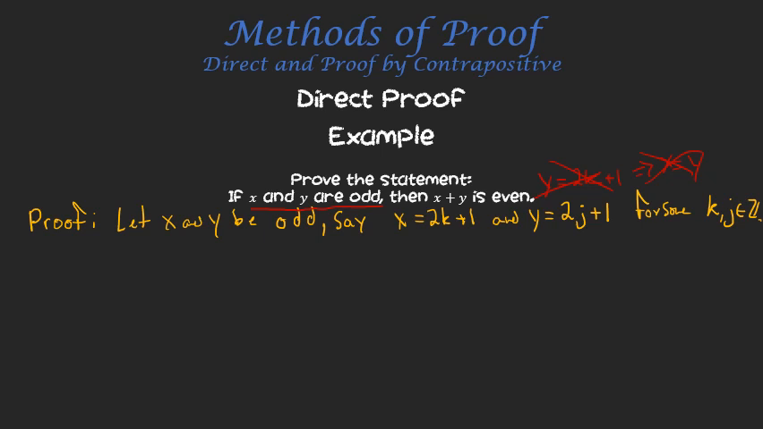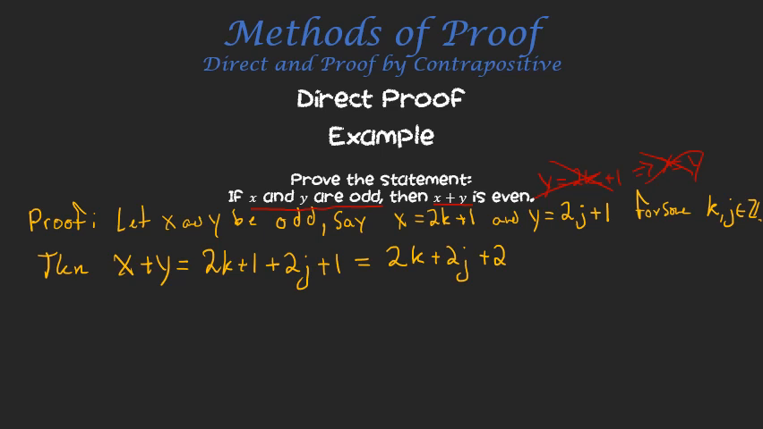And we want to investigate this number x plus y. So let's compute that. Then x plus y equals 2k plus 1 plus 2j plus 1. And let's just simplify that a bit. That's 2k plus 2j plus 2. And look at what I can do here. I can factor a 2 out of everything: 2 times (k plus j plus 1).